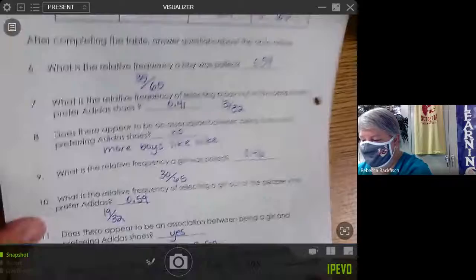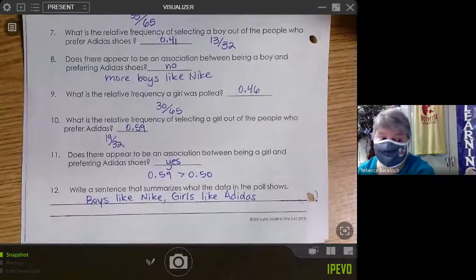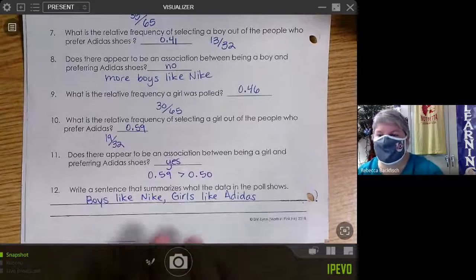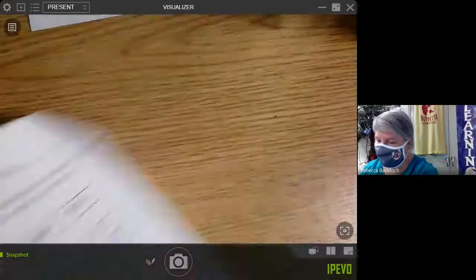Okay. So just like back in middle school, you were constantly saying, what could make this more accurate? A larger sample size. This is definitely not enough people to make some huge conclusions on.